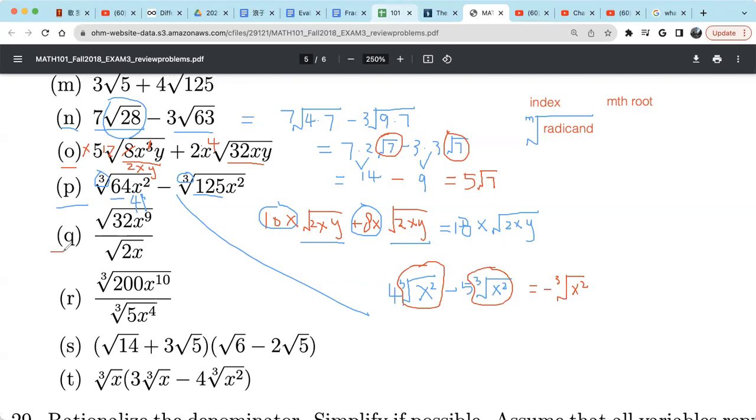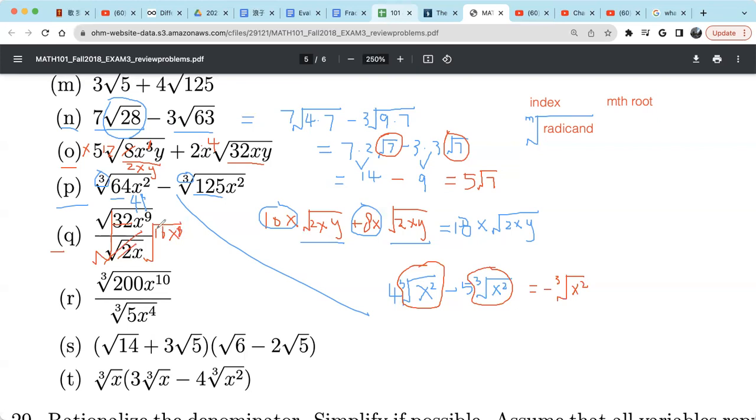Let's see Q. Q, the numerator is a square root. The denominator is a square root. So we can put them together, right? Under 1 square root sign. Then we see 2 goes into 32 16 times. So we get a square root of 16, 32 divided by 2, that's 16. X raised to 9 divided by x, that's x raised to 8. Well, all under the square root sign.